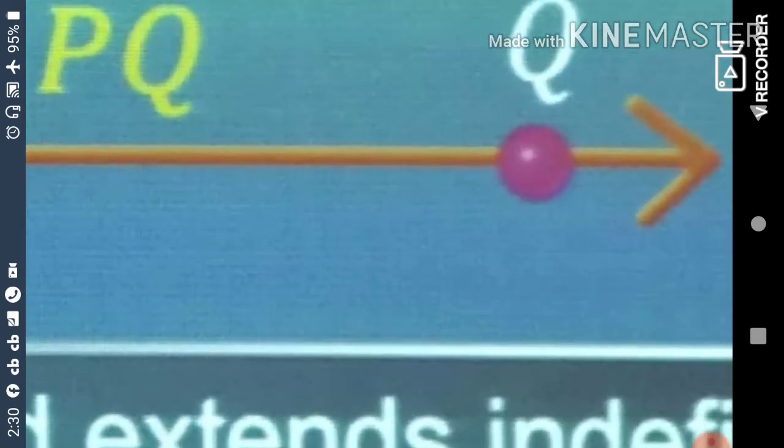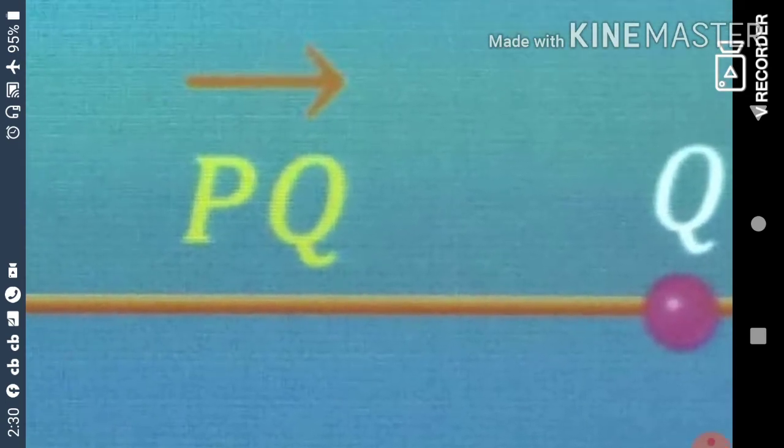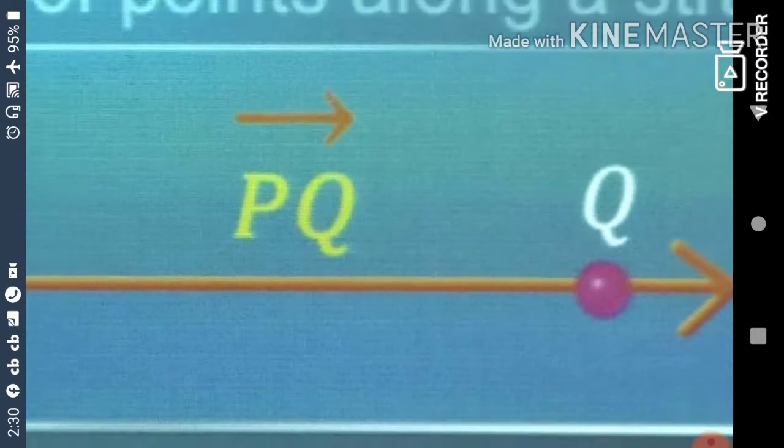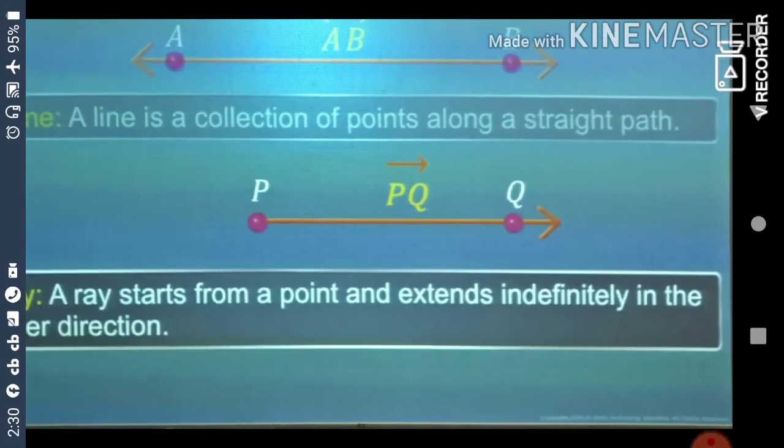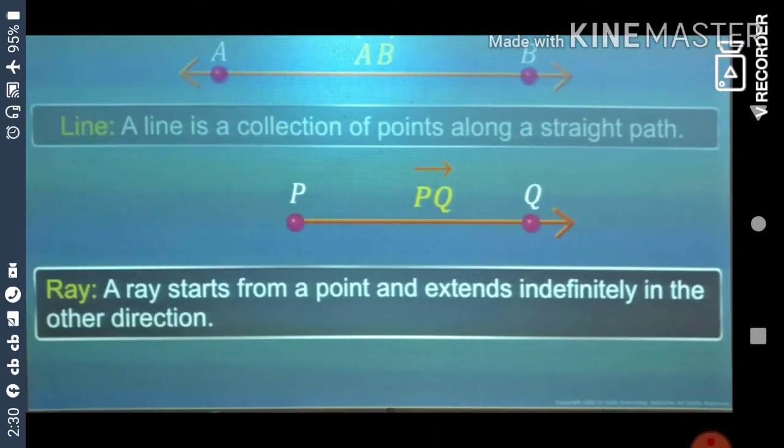So you can see the symbol of ray. It is like this. A line has arrows on both sides, but this ray has only one arrow. It means it has one end point and it can extend indefinitely in the other direction. That is called a ray.